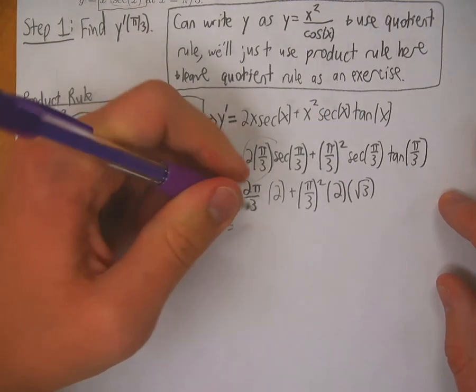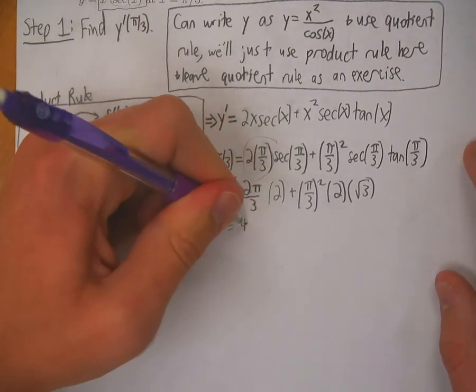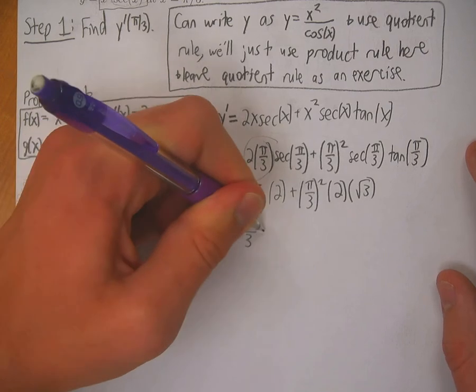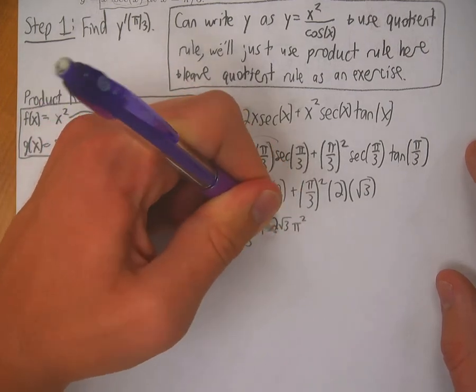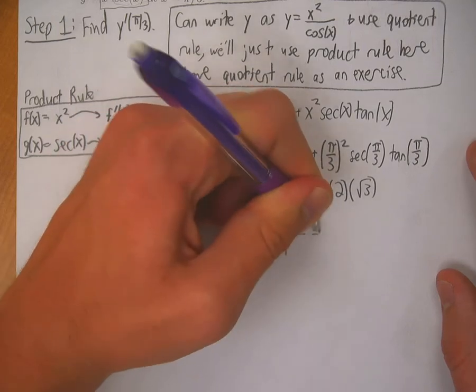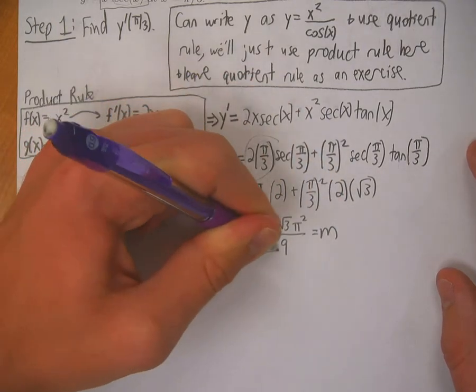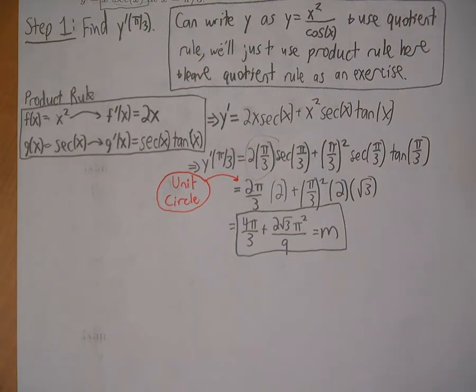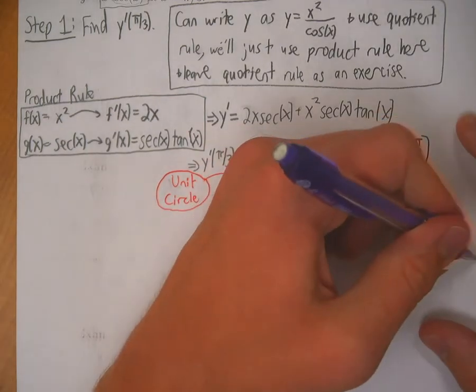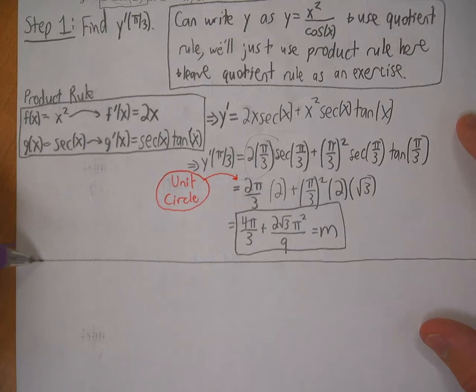So condensing everything down will give us 4 pi over 3 plus 2 times the square root of 3 times pi squared over 9. So this beautiful expression, that's going to be your slope. So that's step 1. Now let's take a look at step 2.